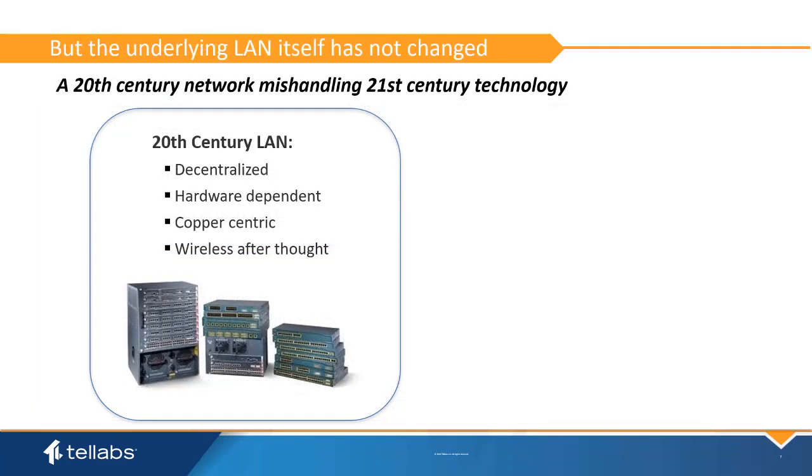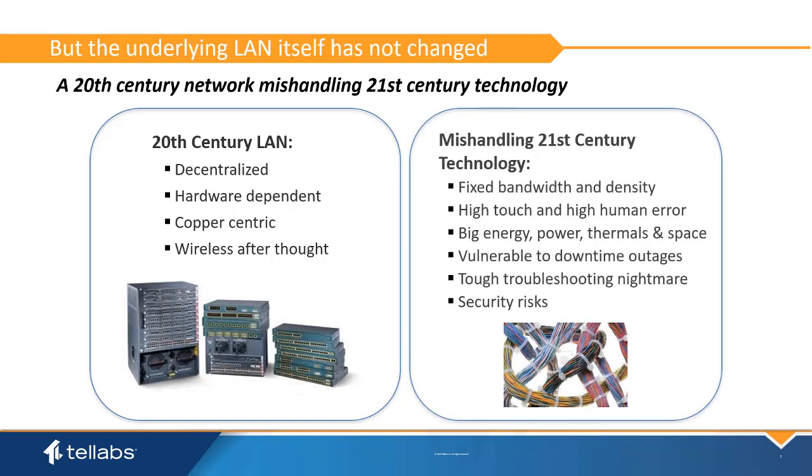But we still see people building these networks the same way. They use a decentralized architecture. It's very hardware-centric. It's very copper cabling centric, and it seems like wireless is an afterthought. So what we have is that old 20th century network trying to handle 21st century technology. And it's a struggle because these networks are fixed bandwidth. They don't grow relative to high density endpoints or new bandwidth needs that easily.